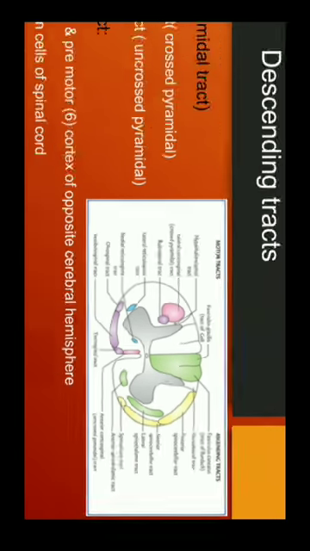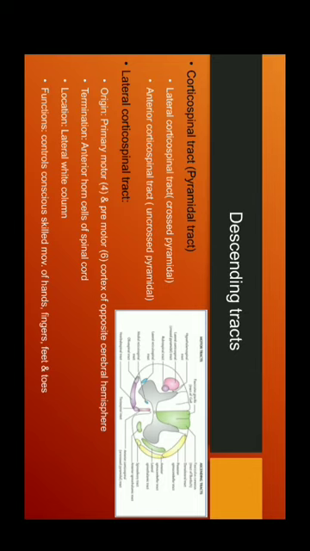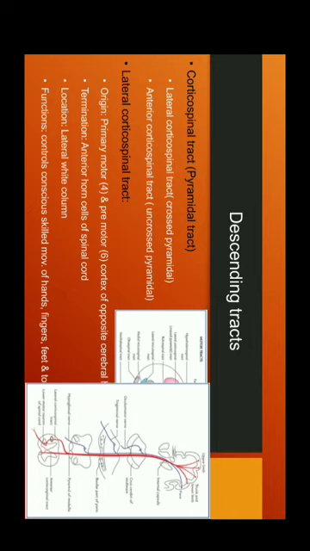So we are now concerned with these two tracts, the lateral corticospinal and anterior corticospinal tract. The lateral corticospinal tract, as I said, originates from the cerebral cortex. Where exactly from the cerebral cortex? That is from area number 4 and area number 6. These two areas in the cerebrum are concerned with voluntary movements.